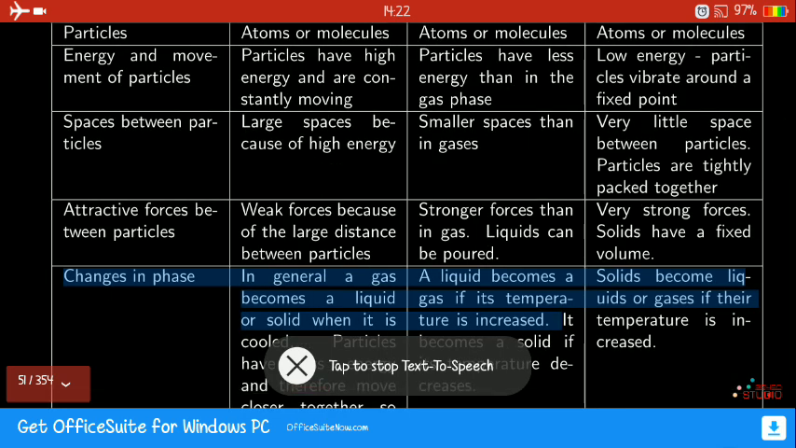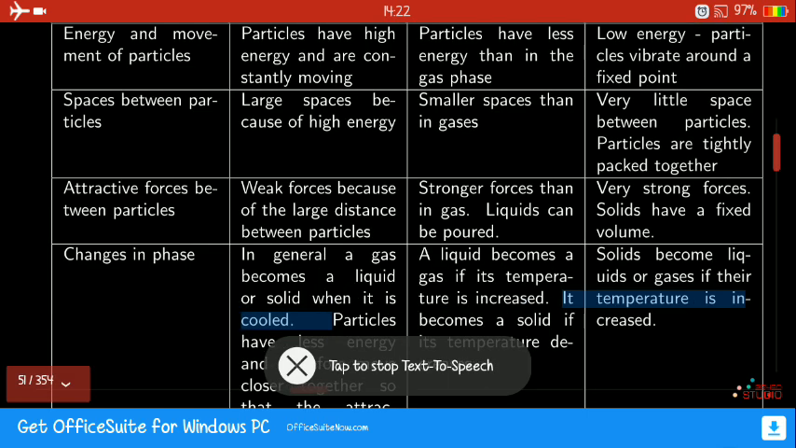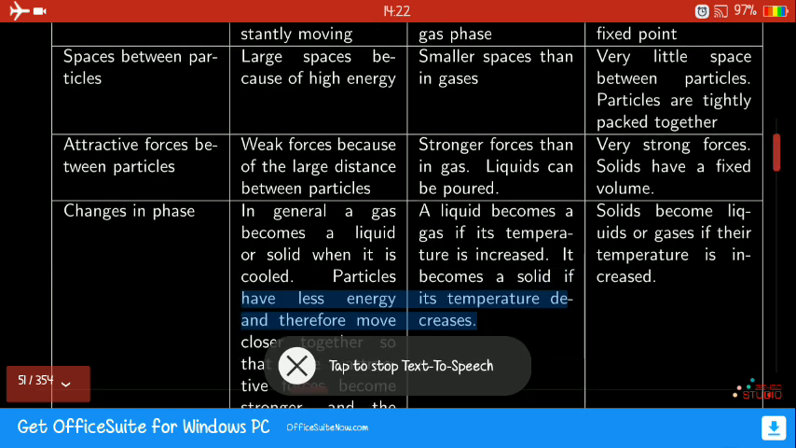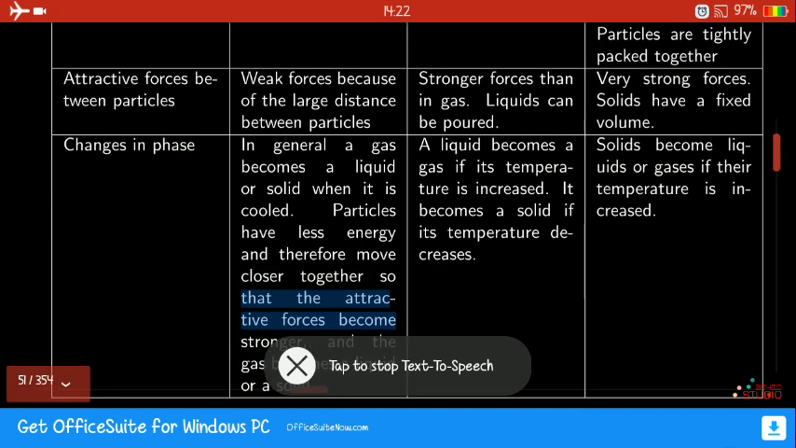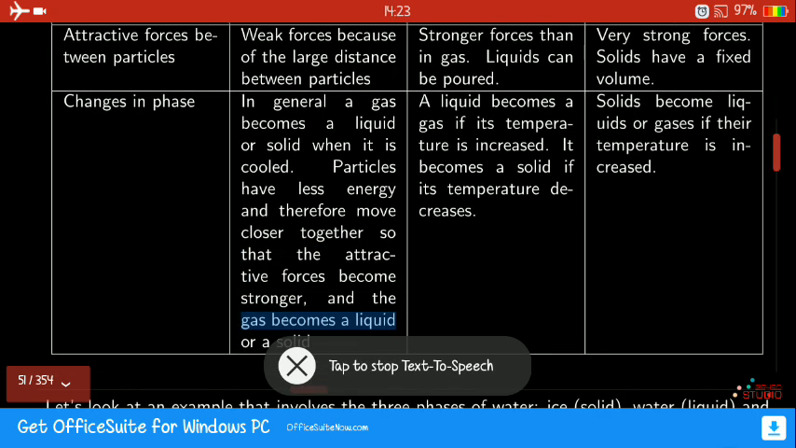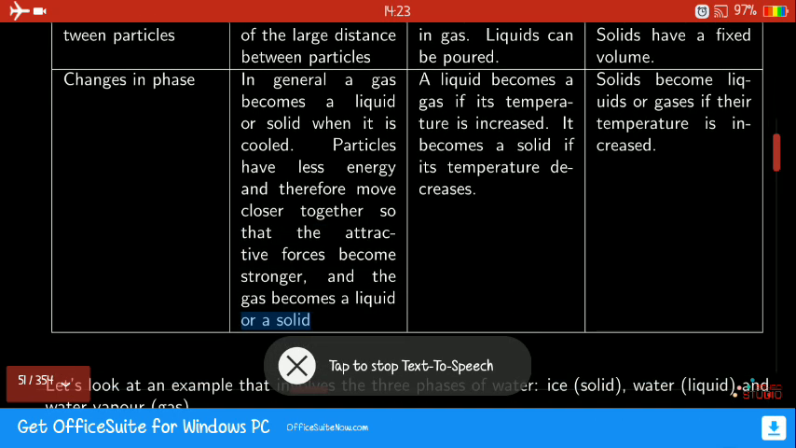Changes in phase: in general, a solid becomes a liquid, and a liquid becomes a gas, if its temperature is increased. A gas becomes a liquid, and a liquid becomes a solid, if its temperature is decreased. When cooled, particles have less energy and therefore move closer together so that their attractive forces become stronger, and the gas becomes a liquid or a solid.